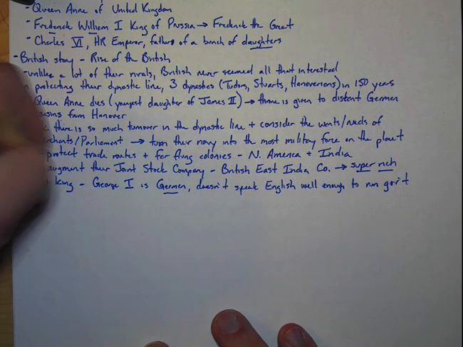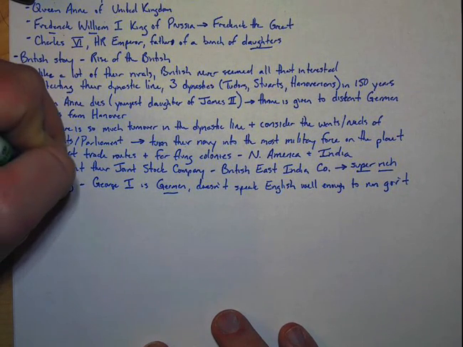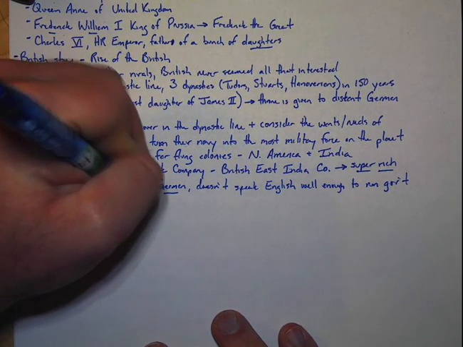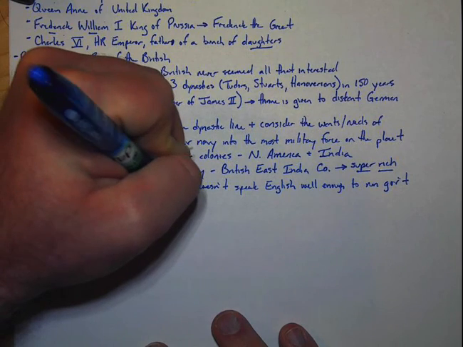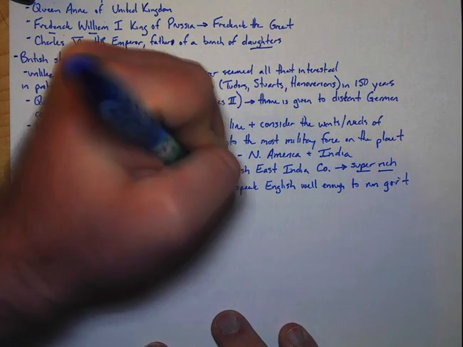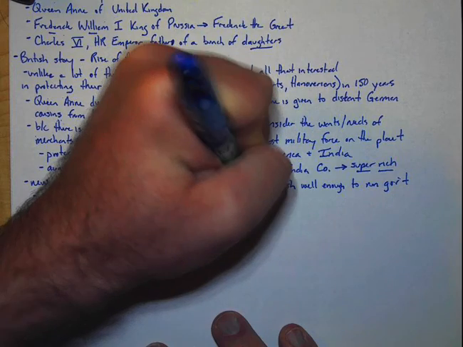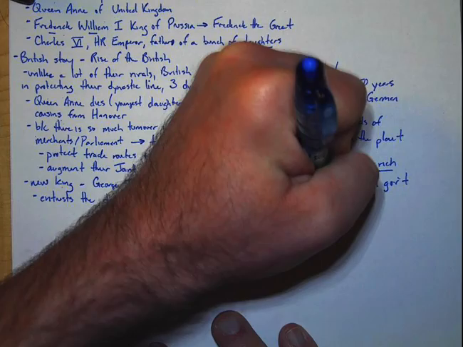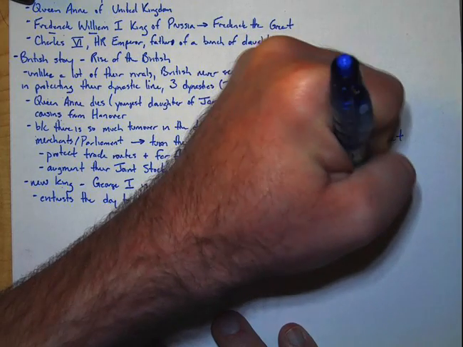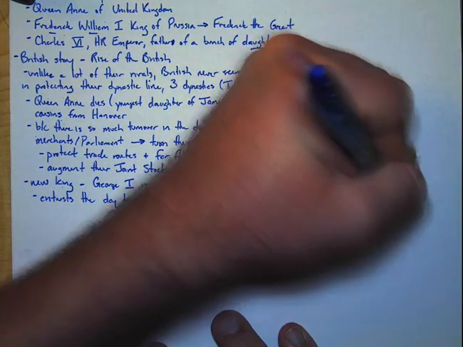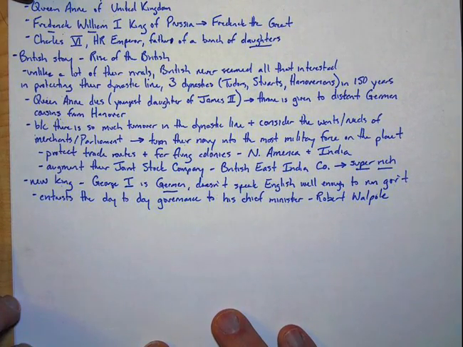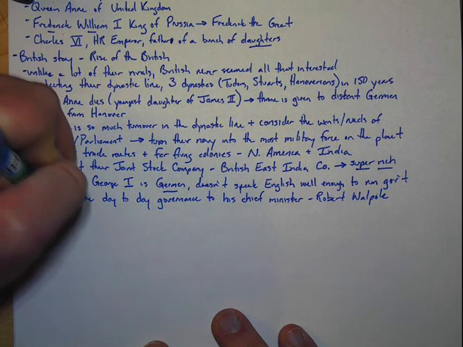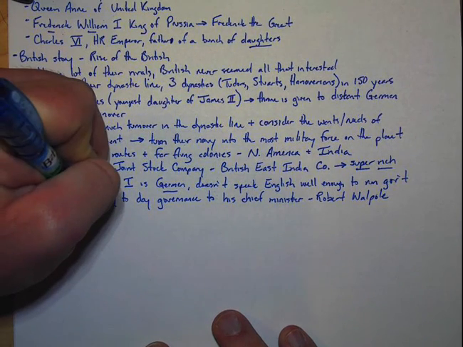So what he does is he entrusts the day-to-day governance to his chief minister, Robert Walpole. And Walpole is kind of considered to be the first real prime minister.